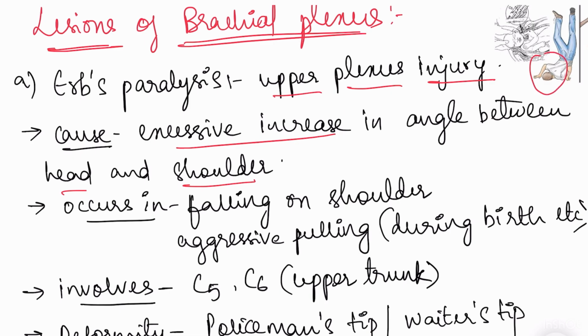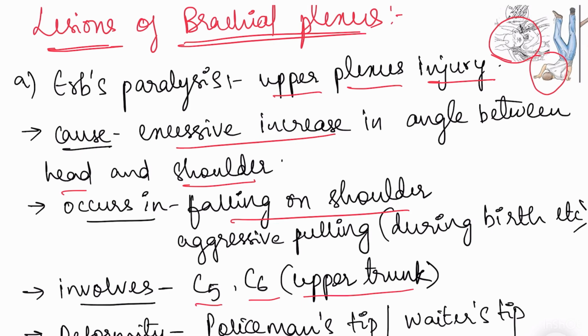It commonly occurs in falling on the shoulder, when the person falls from the back of a horse and lands on the shoulder. It also occurs with traction of the arm during birth of a child. There is aggressive pulling during the birth of the child, which may also lead to Erb's paralysis. Here C5 and C6 are commonly involved. That is, the upper trunk is involved, so it is called upper plexus injury.